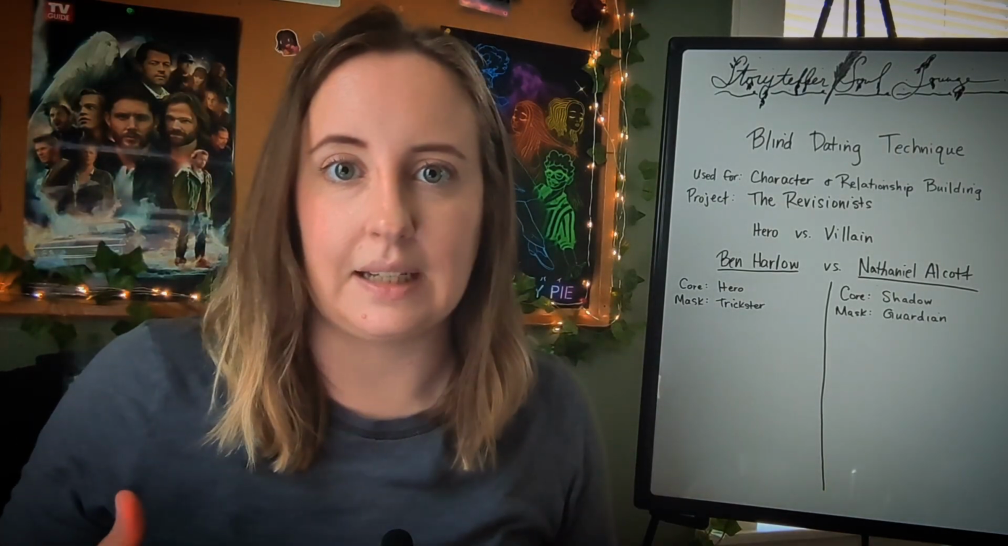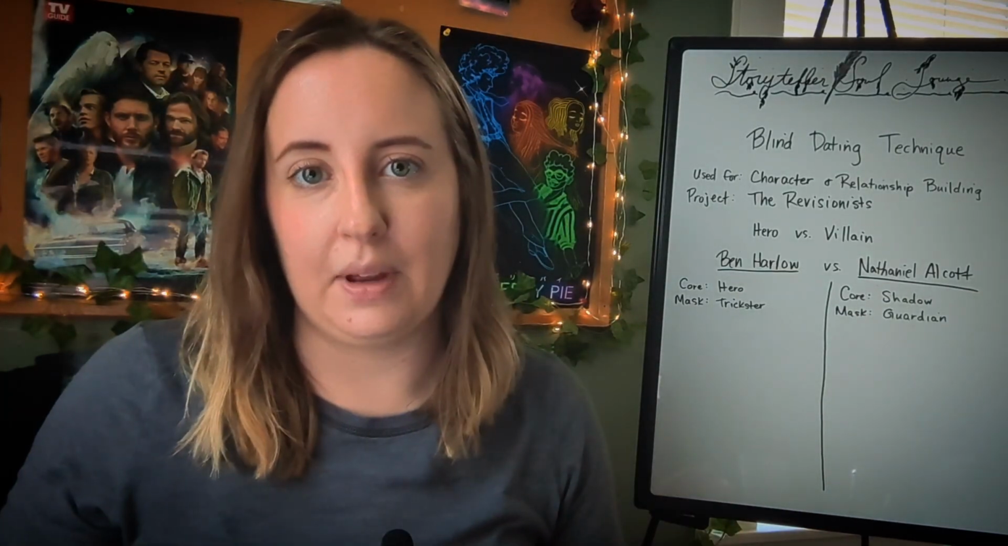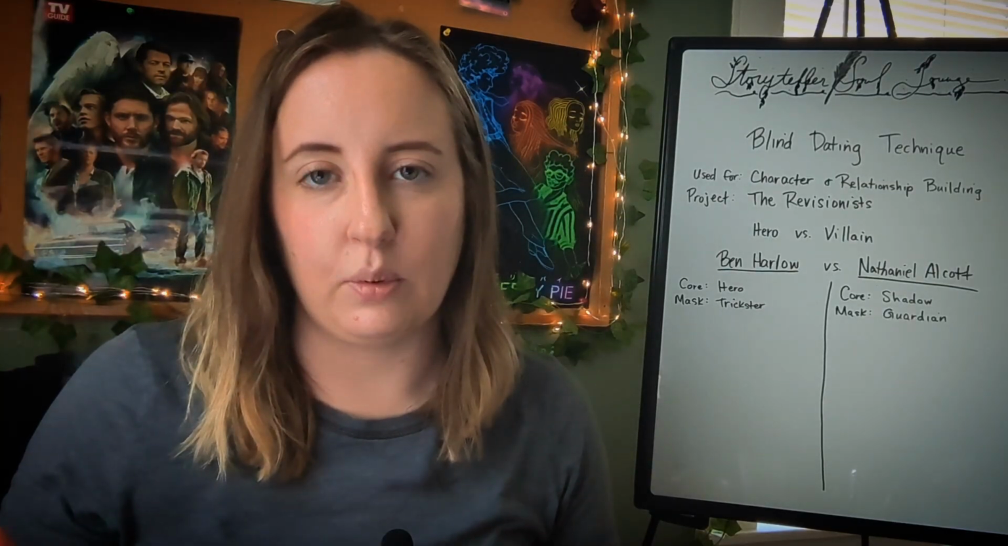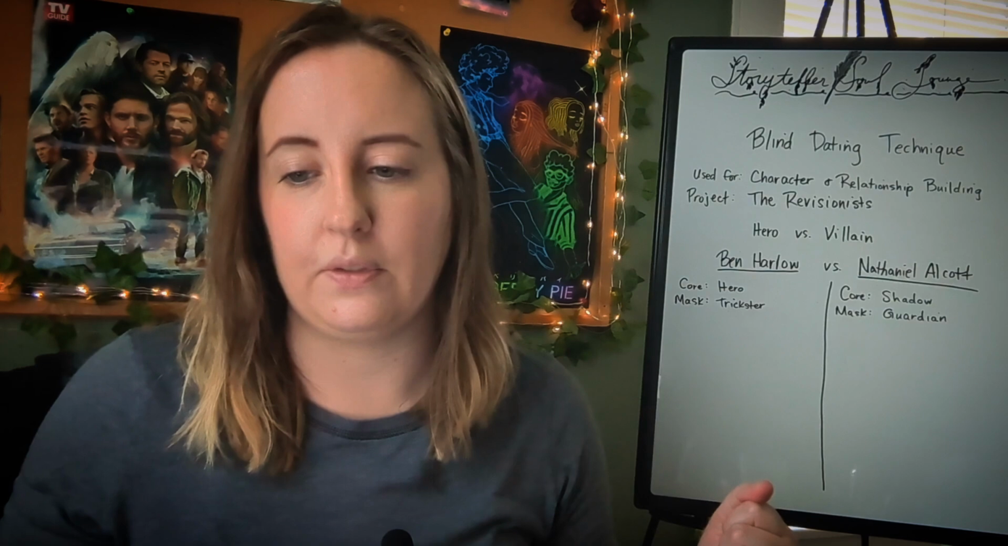Now, in the speed dating technique, we met Ben Harlow. And so now I have a name for my villain. His name is Nathaniel Alcott. And he's going to be the worthy adversary of Ben Harlow and the group of kids that Ben oversees in the Revisionists.